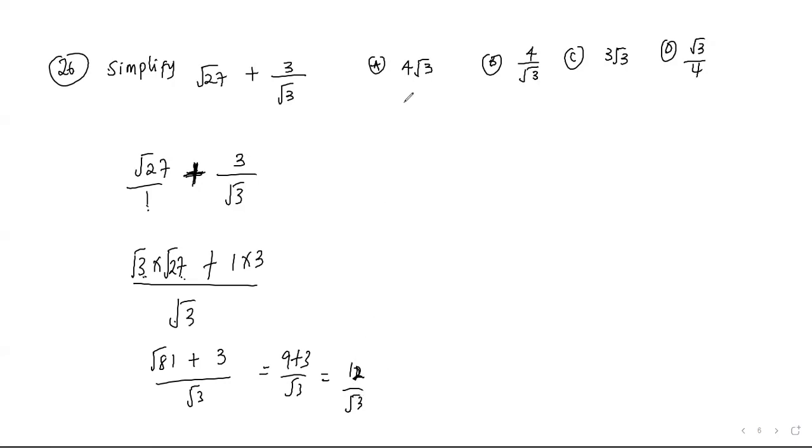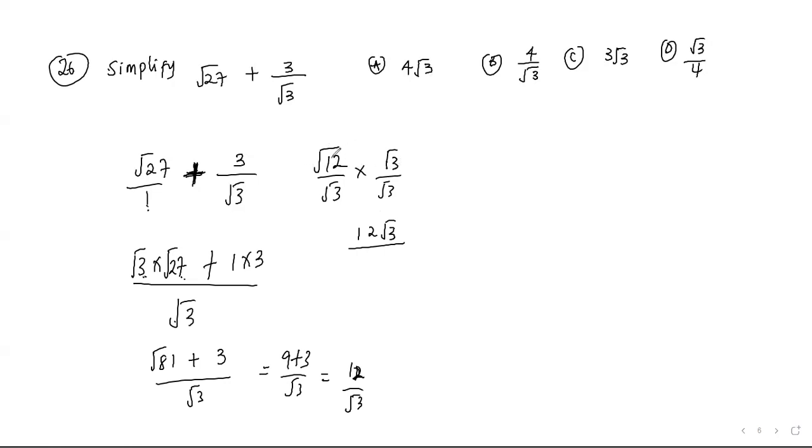Now, you see, we don't have any option here that is 12 over root 3. So the next thing you want to do, you rationalize. You have 12 over root 3. Rationalize, so you multiply here by root 3 over root 3. So 12 times root 3 will give me 12 root 3 over, you see, I will not multiply 12 and 3 because this one does not have a root.